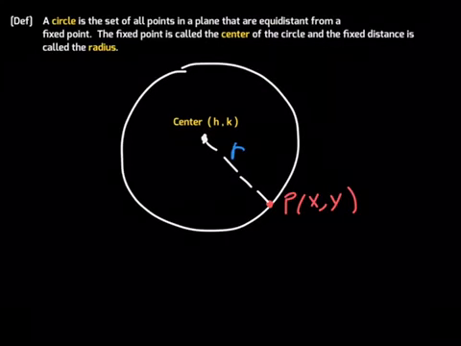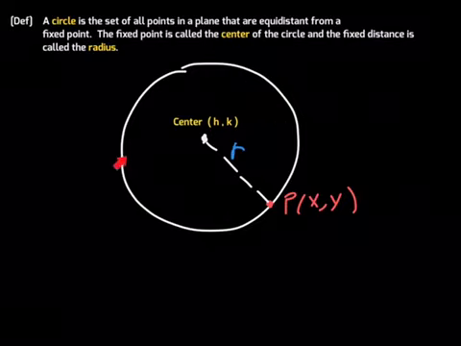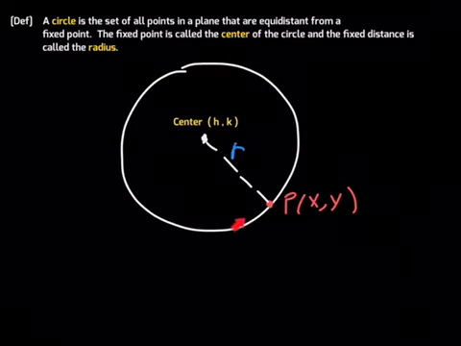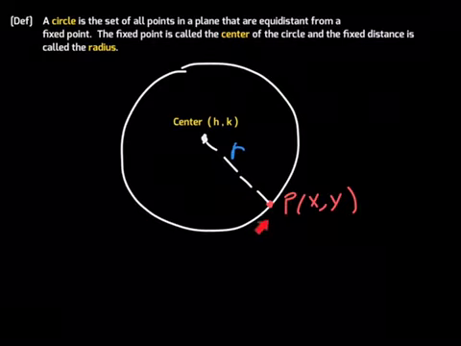The definition of a circle is a set of all points in a plane that are equidistant, meaning the same distance, from a fixed point. The fixed point is called the center of the circle, and the fixed distance is called the radius. So all of these points on the circle, folks, all of the points on the circle have something in common. Here's one point I've called out at random, point P. But all the points on the circle have something in common, and that is they are the same distance from a fixed point. All of them are the same distance from the center, a point called the center.